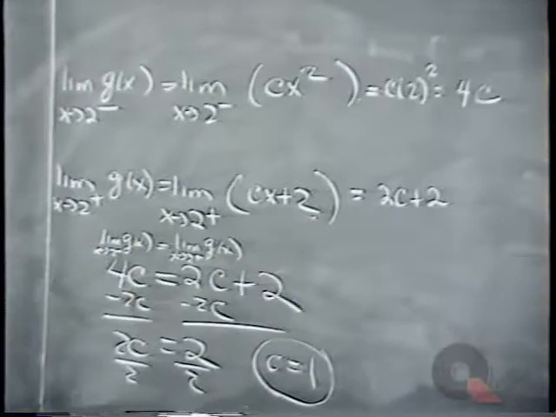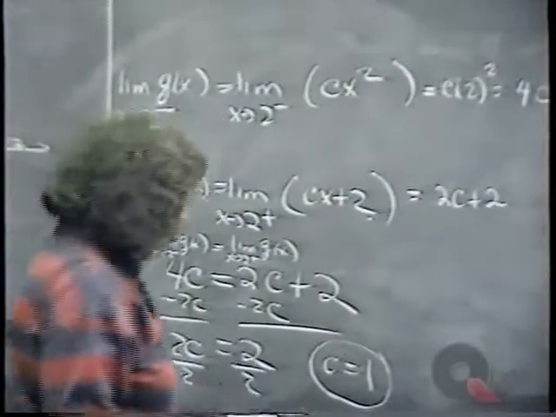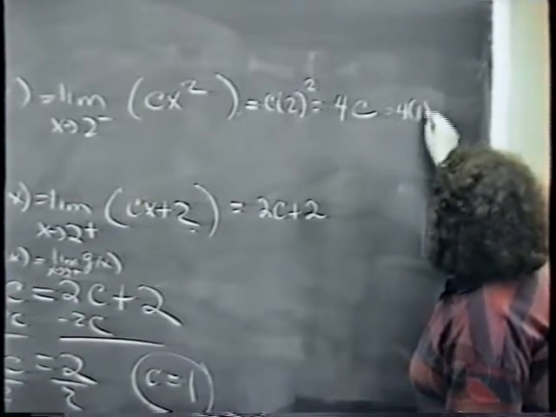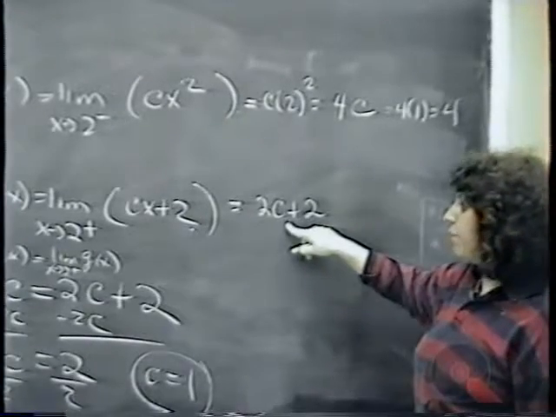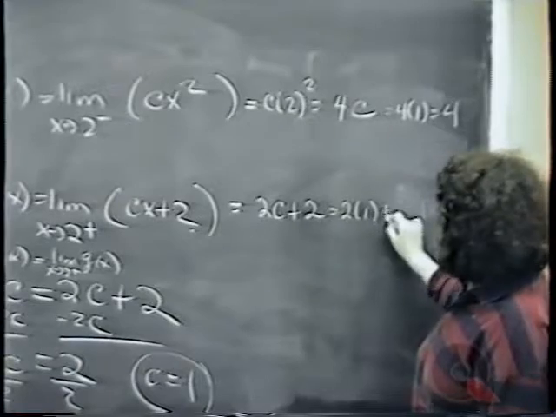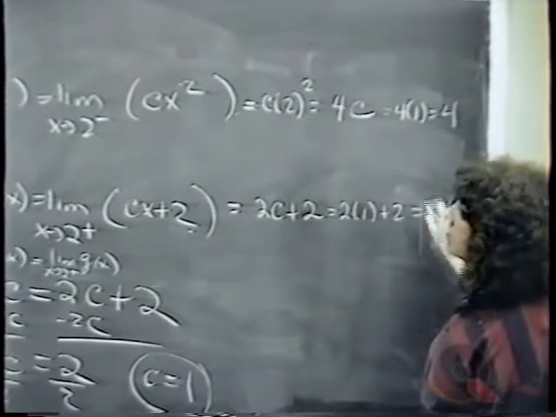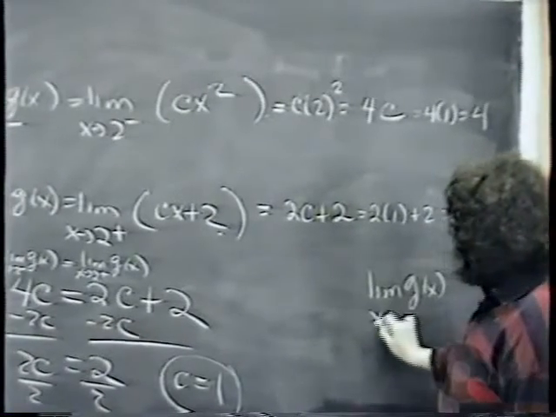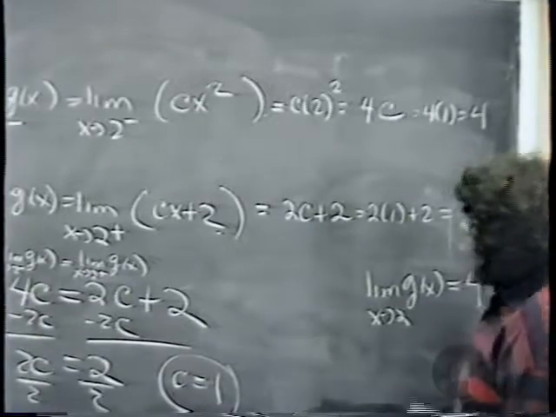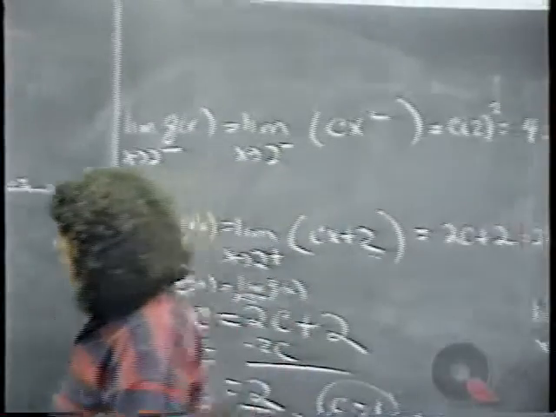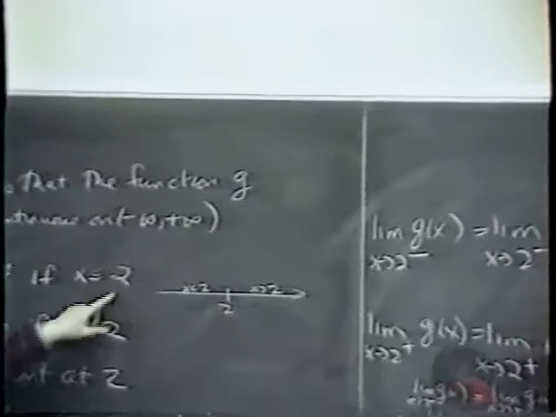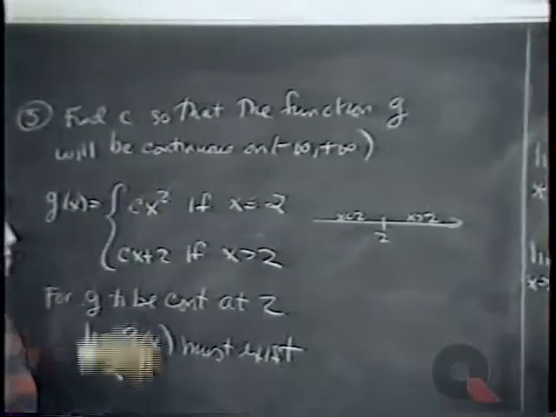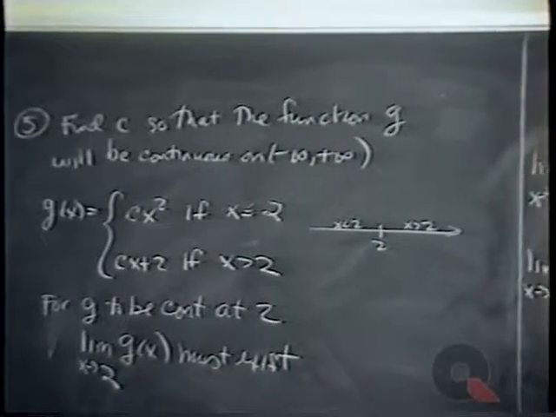Let's see what happens. If c equals 1, then the limit from the left would be 4 times c, 4 times 1, or 4. The limit from the right would be 2 times 1 plus 2, which is 4. Since the limit from the left and the limit from the right would be the same, the limit of g of x as x approaches 2 would be 4. Furthermore, g of 2 would be equal to 1 times 2 squared, which is also 4, and therefore the function would be continuous at 2.